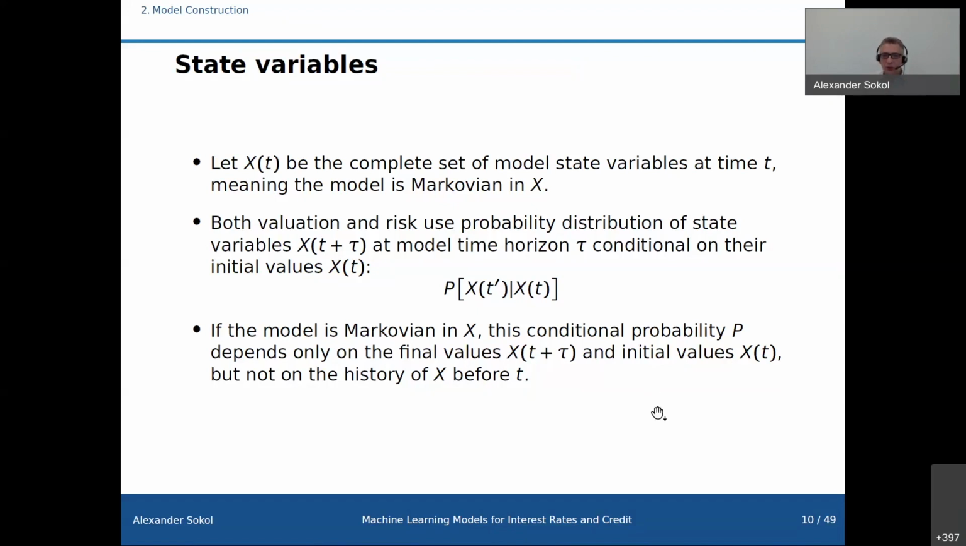I'll talk, just to simplify notation, about a two-factor model, but the same technique can be applied to a one-factor model, or three-factor model, or five-factor model, right? So you can even use each point on the yield curve.